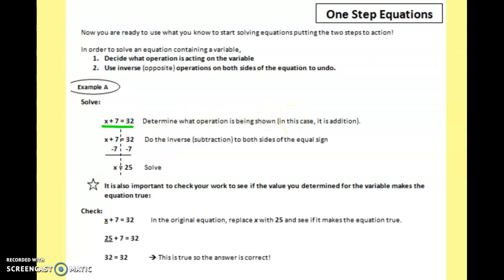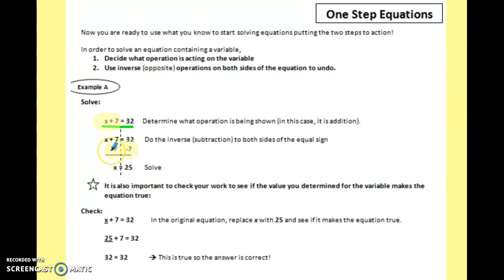In this case, you should see over here on the left, here is my side with the variable. It is addition. So to undo it, we know the opposite of addition is subtraction. So we're going to go ahead and subtract 7 on both sides of our equation. Now, you probably have seen in math, a lot of teachers draw a vertical line right down through the equal sign. I think that's very helpful just to identify the left side of the equation from the right side of the equation. So when you use your inverse operations, we need to make sure that we're fair to both sides.